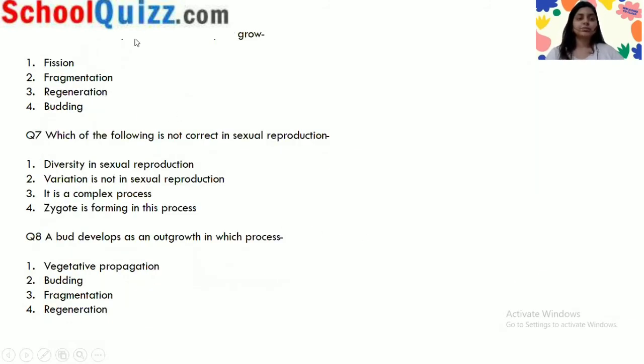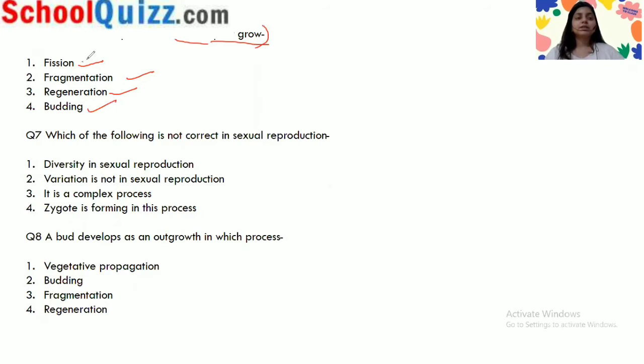Now we have question number six. Which of these processes does the broken part grow? So you have to tell in which process the broken part will grow. Okay. So the options are: number one, fission; fragmentation; regeneration; and budding.